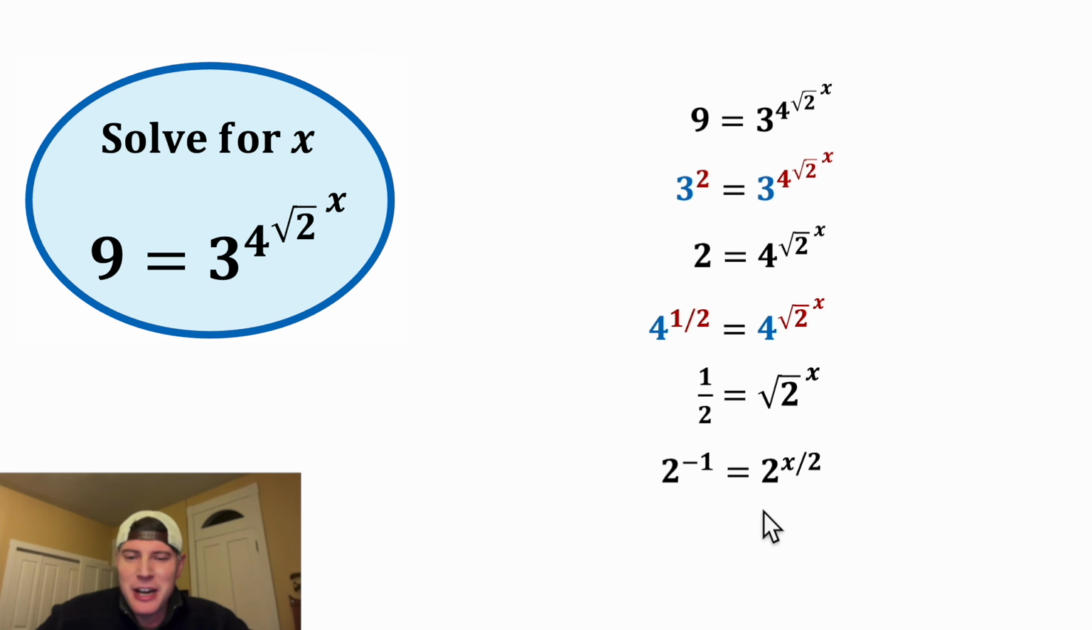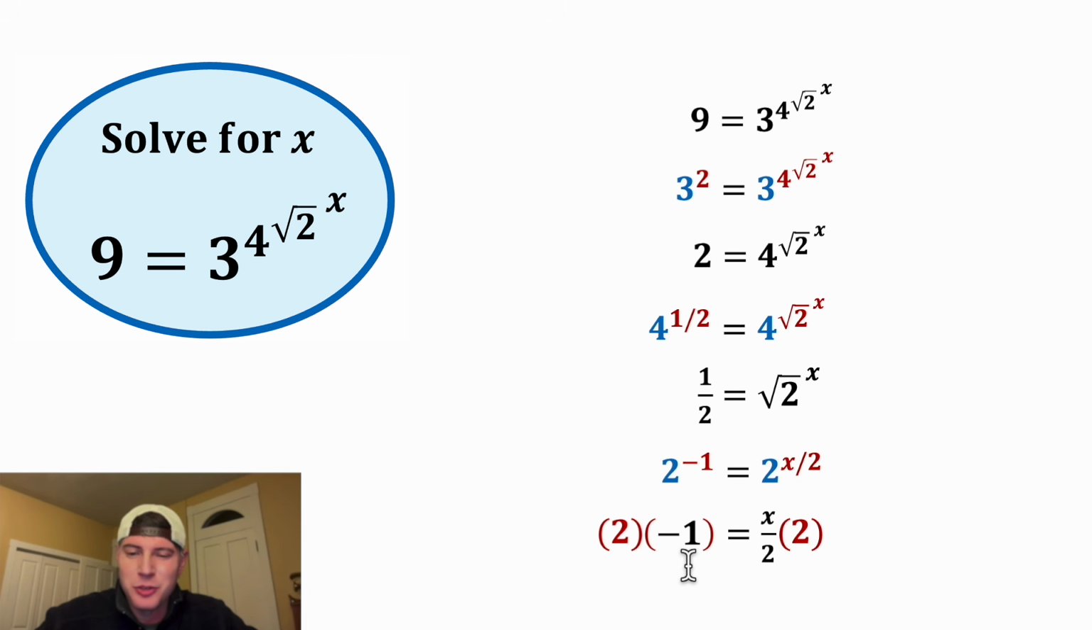And once again, we now have two bases that match. So this will only be true if these exponents are equal to each other, or in other words, we can drop the base. And that leaves us with negative 1 is equal to x over 2. For the next step, we can multiply both sides by 2.